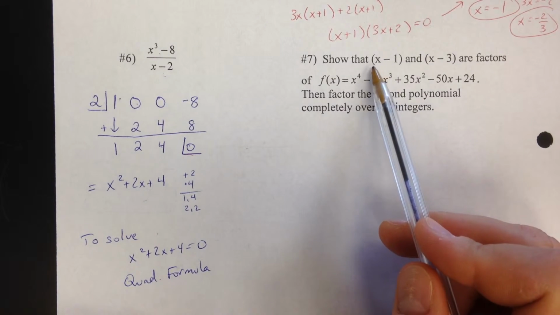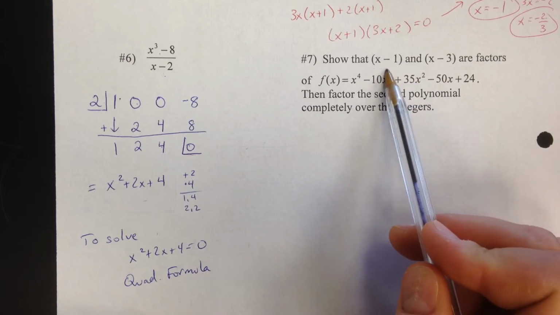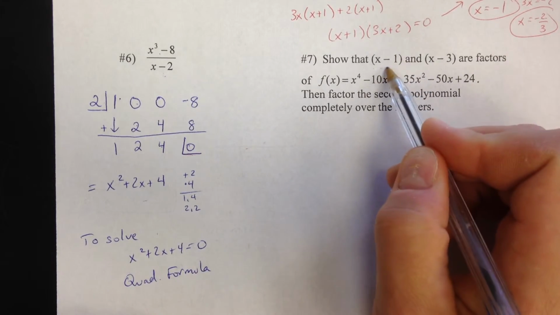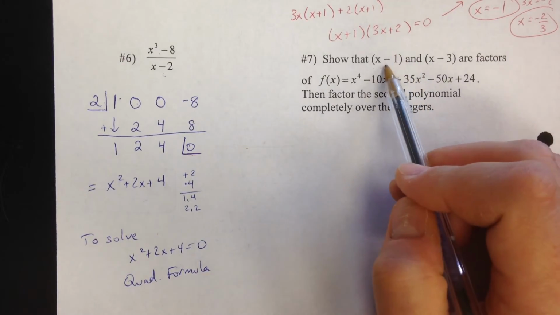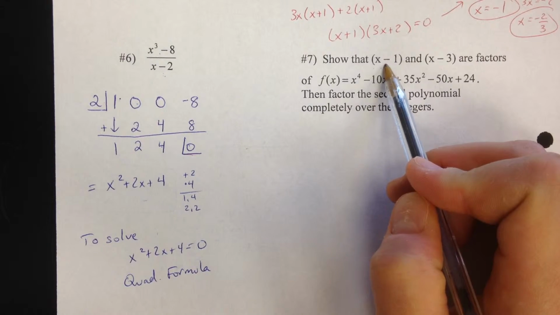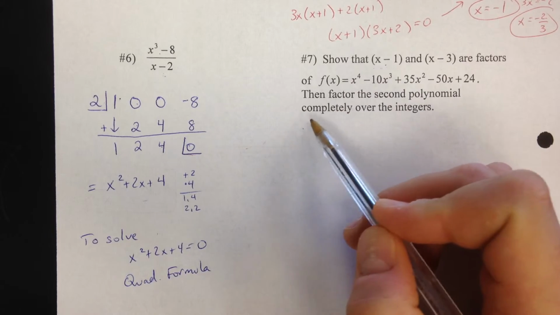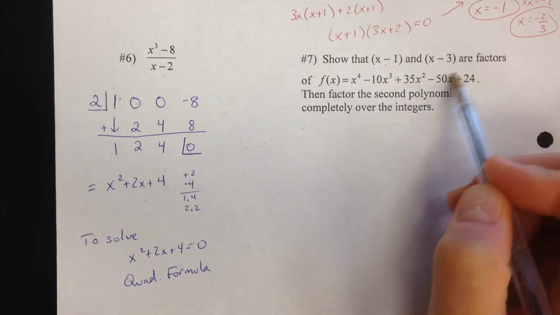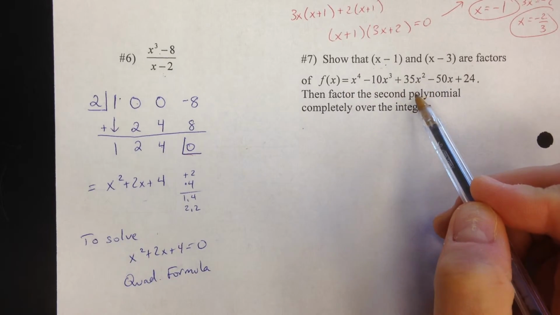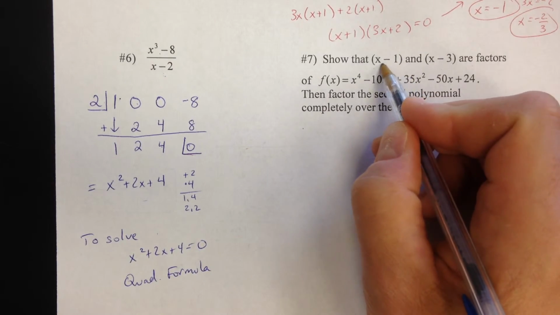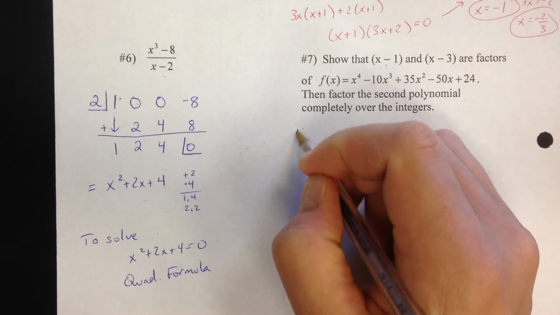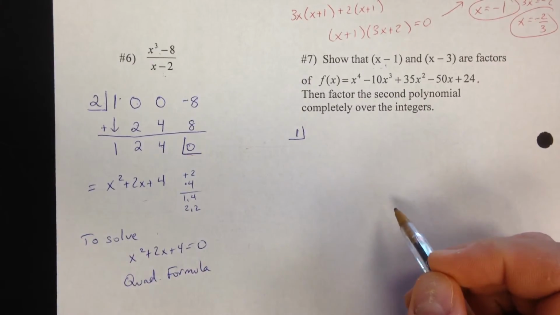So you can start with either one of these factors. Let's start with x minus 1. Also, if this was x plus 1, then your corner number would be negative. It's just the opposite of what you see. So they're already telling us these are factors. They're asking us to show that that's actually going to be true. So if x minus 1 is the factor, then the 0 would be positive 1.